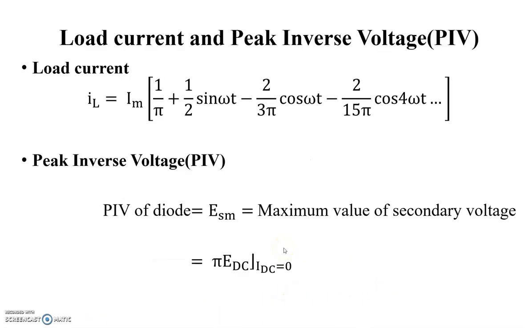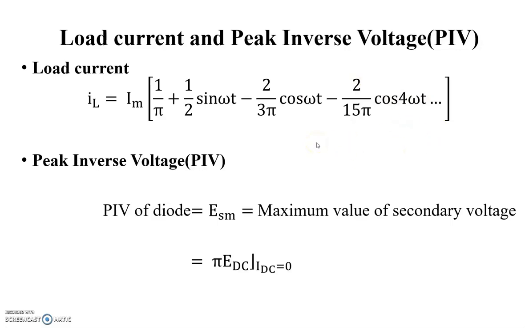So next one, the load current and the peak inverse voltage, PIV. So what is the load current here? The first term is nothing but the average DC value of the load current. The second one is a varying component having the supply frequency. This is called the fundamental component. The third one is the second harmonic component, which is also a varying component, at twice the frequency. Similarly, all other terms represent AC components and are called harmonics.